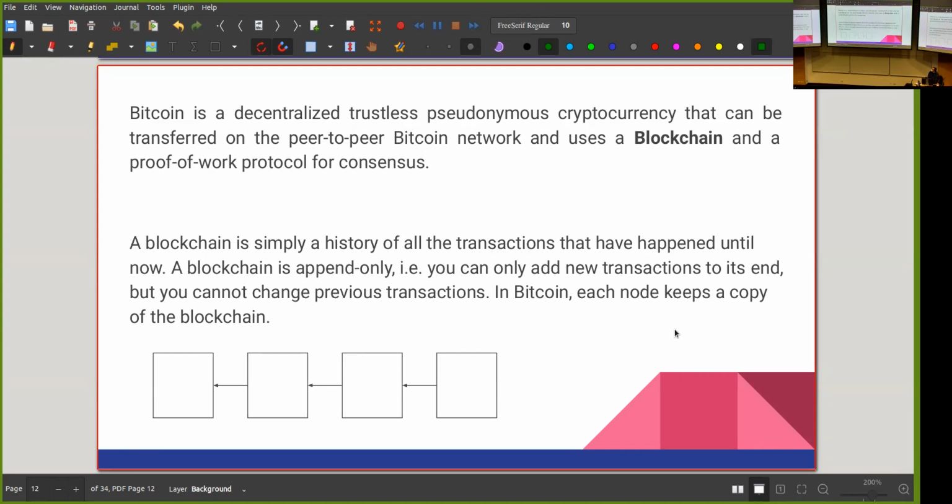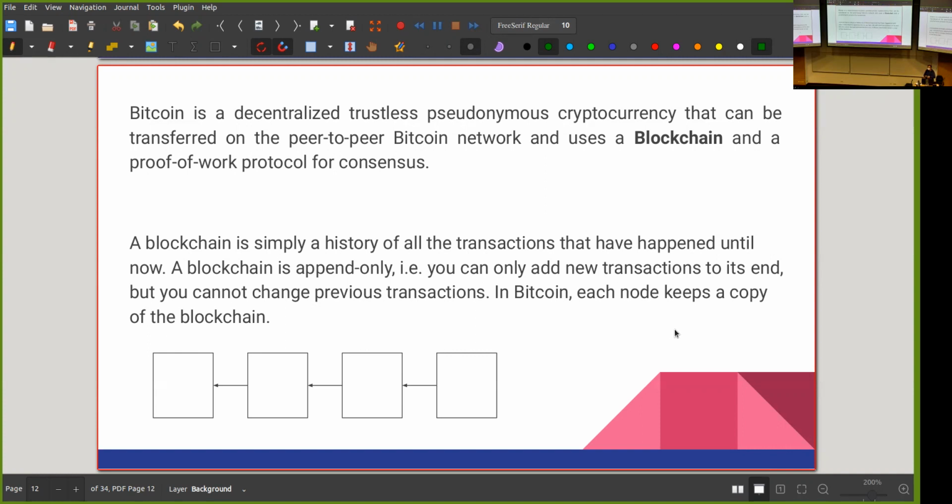The other word, which is one of the biggest buzzwords, is blockchain. So what is a blockchain? A blockchain is just a history of all the transactions that have happened from the beginning of the system, which in case of Bitcoin was like 2008 until now. So if you just have a list of all the transactions that have happened, that's basically what you have on the blockchain. And a very important property of a blockchain is that you can only add new entries to the end of it because you can only do new transactions.